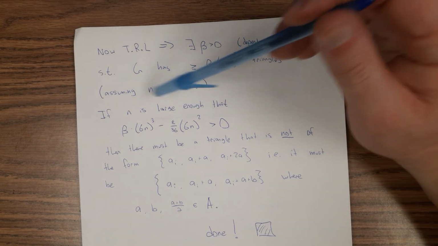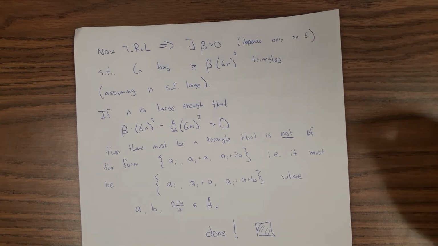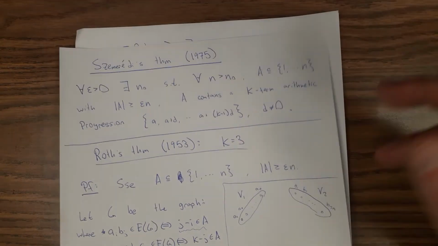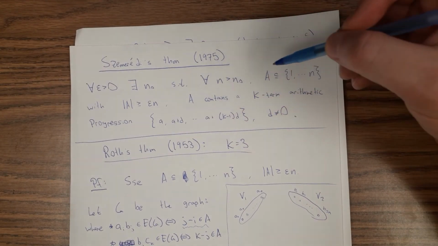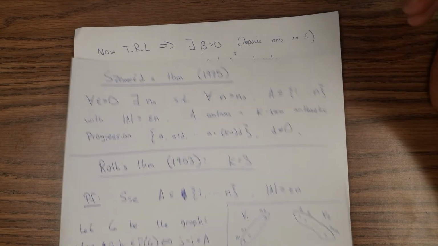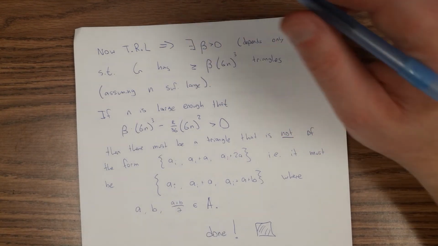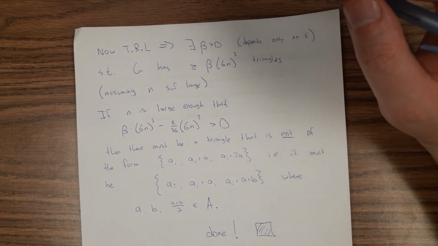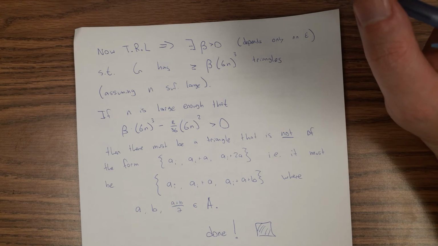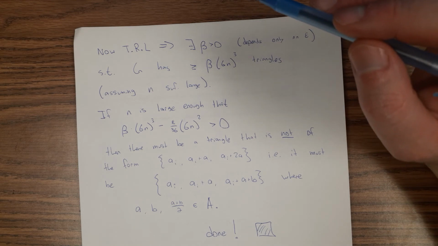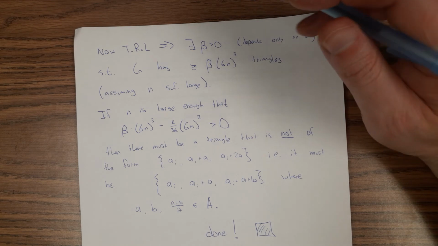And here we're using the assumption, and we're allowed to assume that n is sufficiently large, right? That's in the statement of Szemerédi's theorem. So the fact that the triangle removal lemma requires n to be sufficiently large is not a problem. Okay, so where are we now?